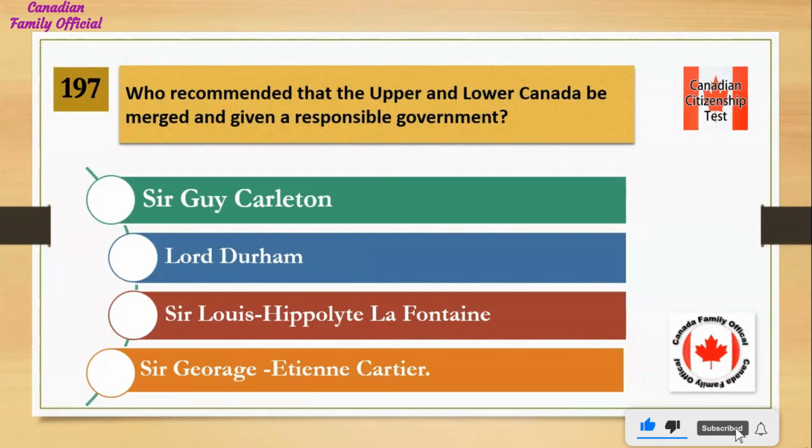Who recommended that Upper and Lower Canada be merged and given a responsible government? Number 1, Sir Guy Carleton. Number 2, Lord Durham. Number 3, Sir Louis Hippolyte Lafontaine. Number 4, Sir George-Étienne Cartier. And the answer is Lord Durham.